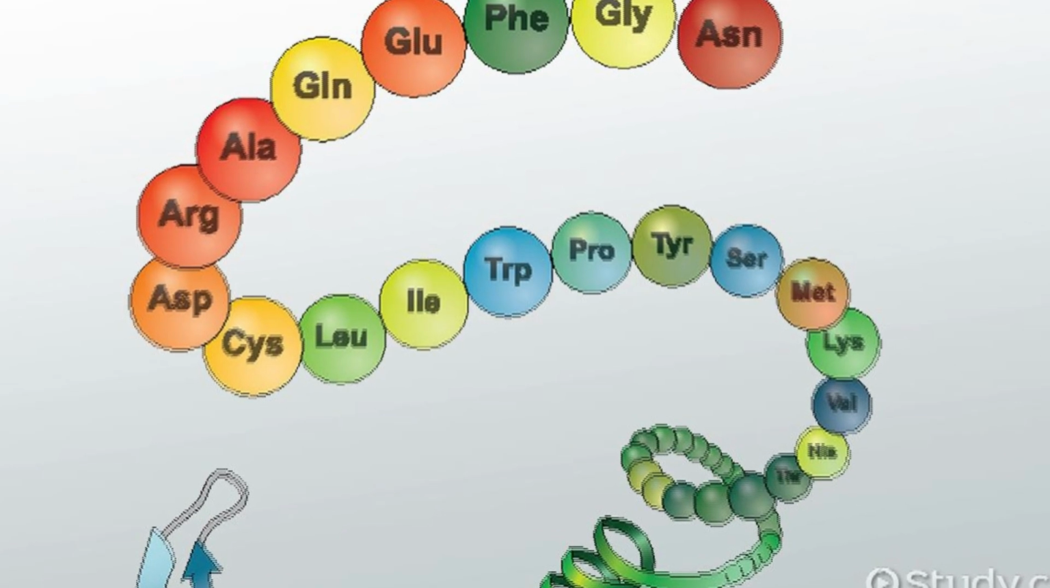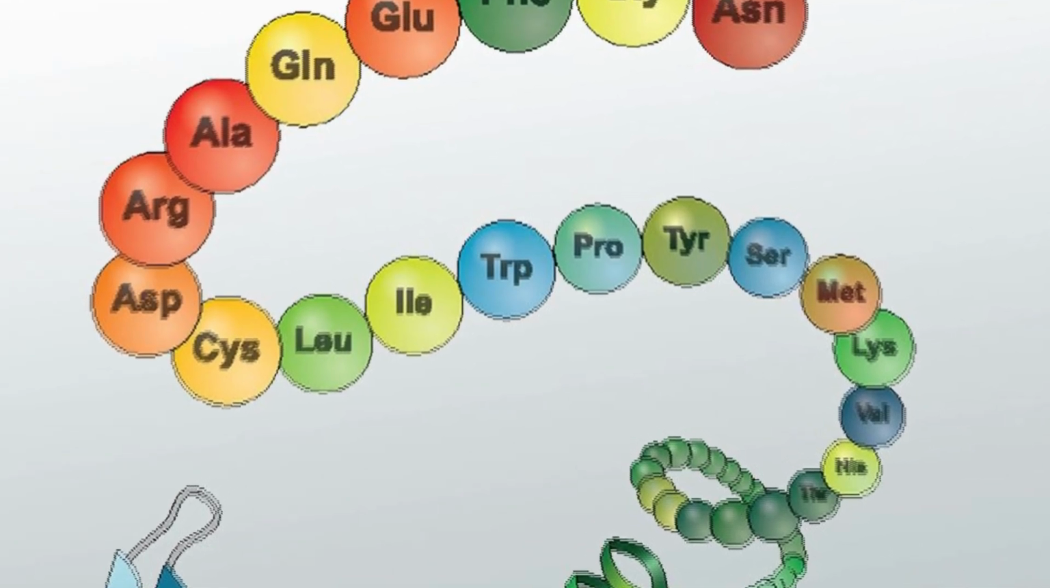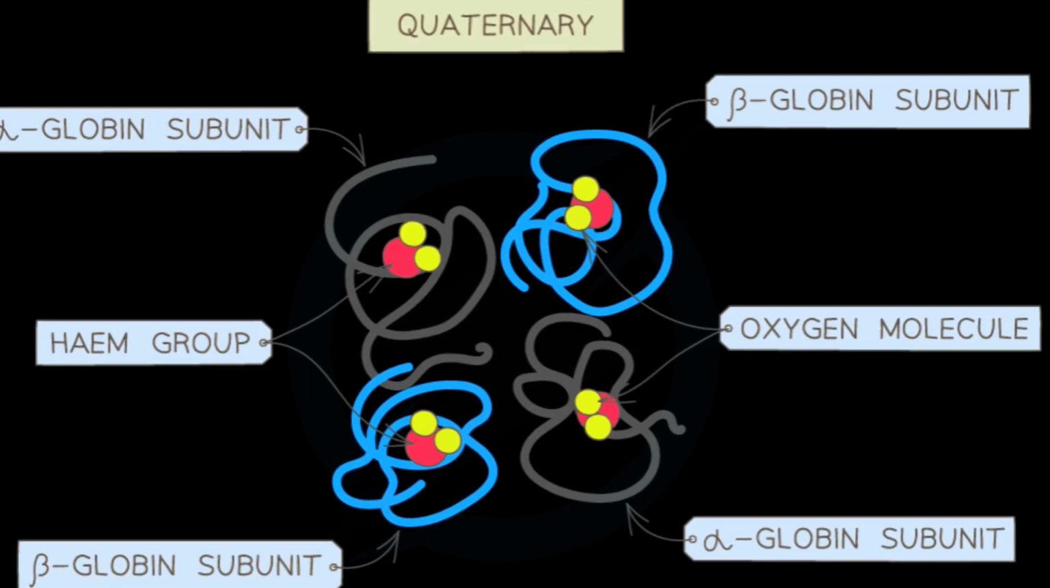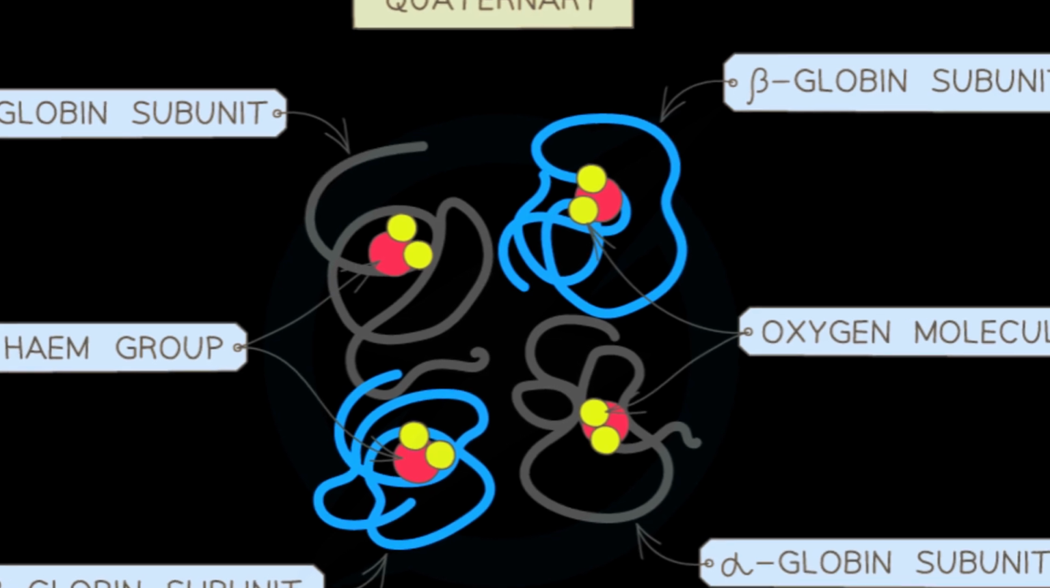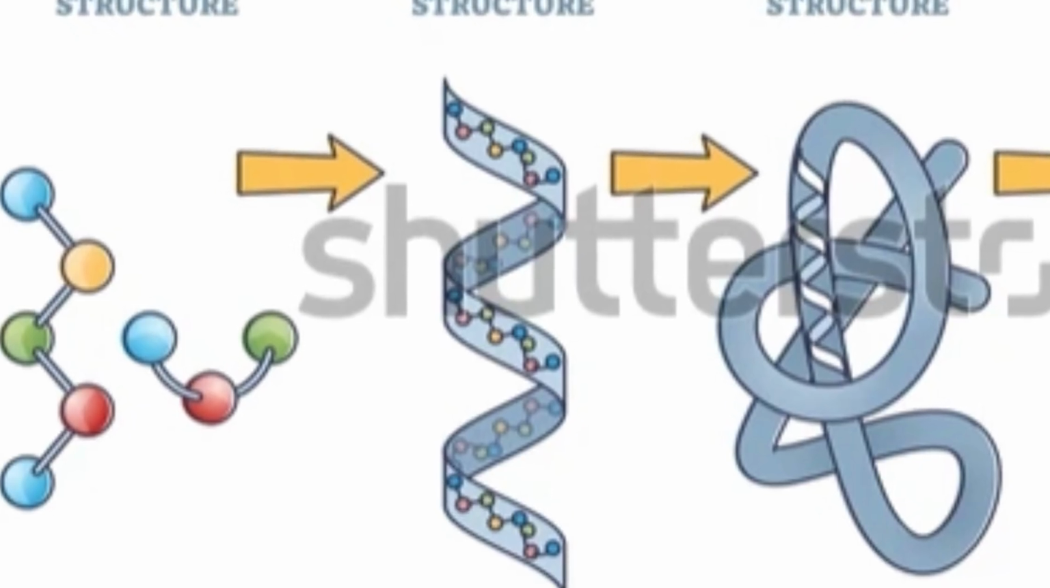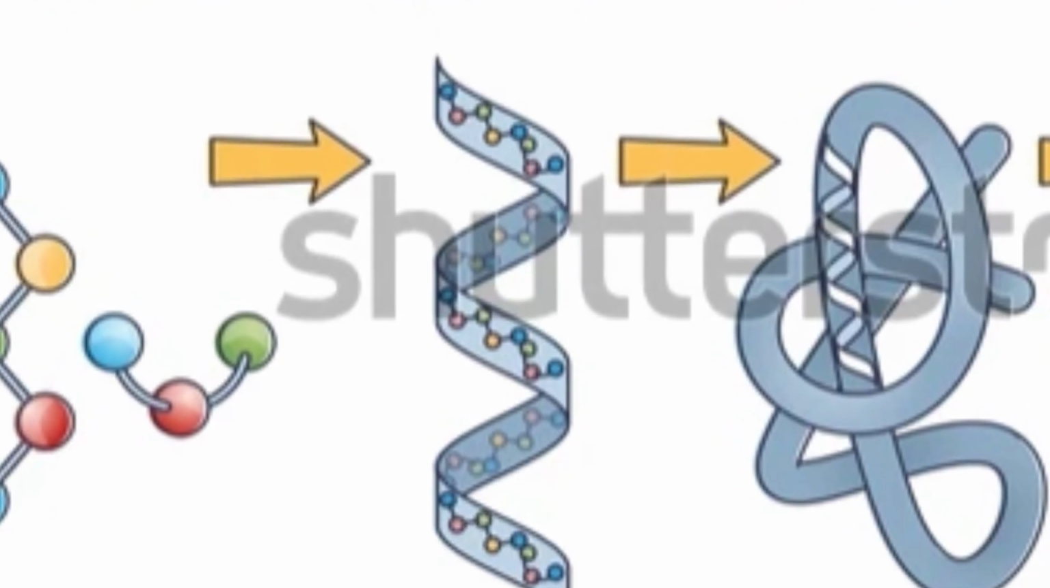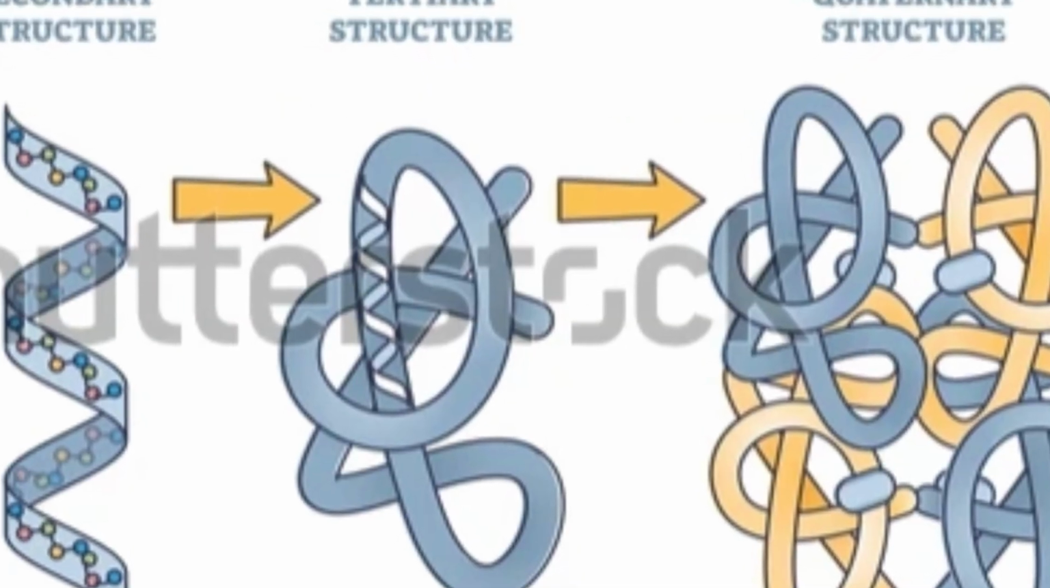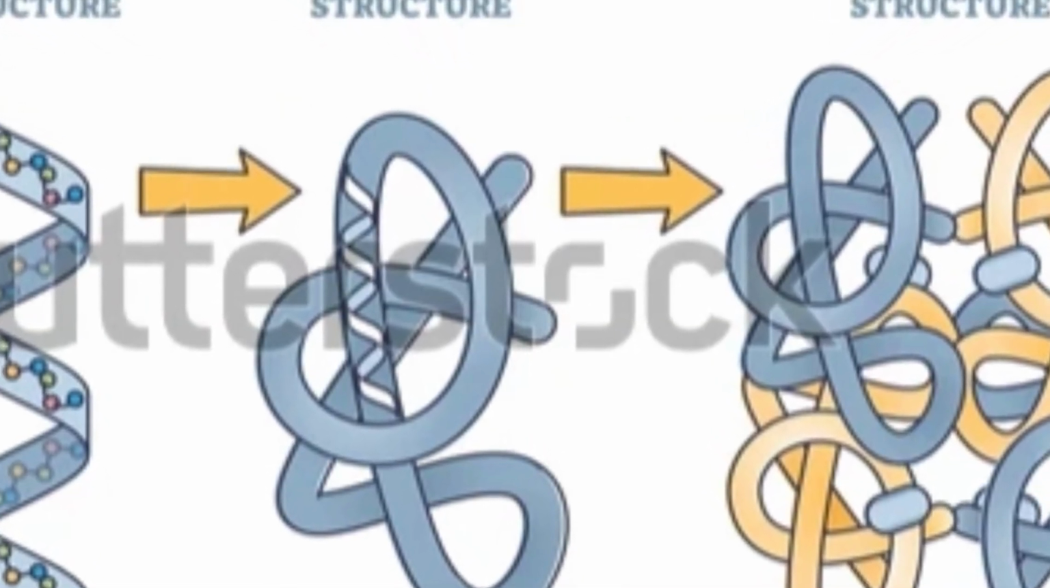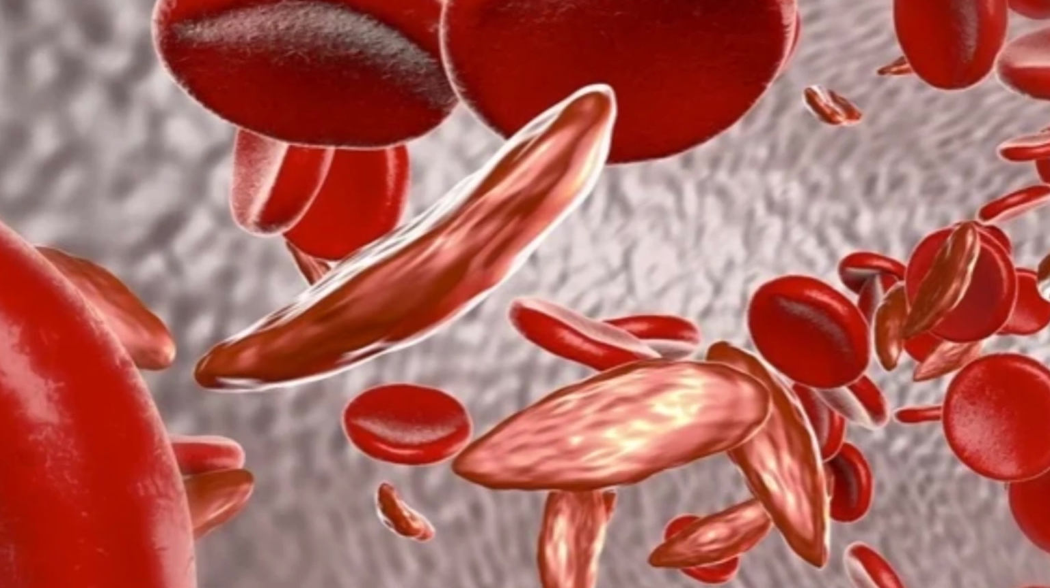So there you have it. From the simple linear sequence of the primary structure all the way up to the multi-subunit complex of the quaternary structure, the life of a protein is a marvel of precise biological engineering. The shape truly dictates the function.